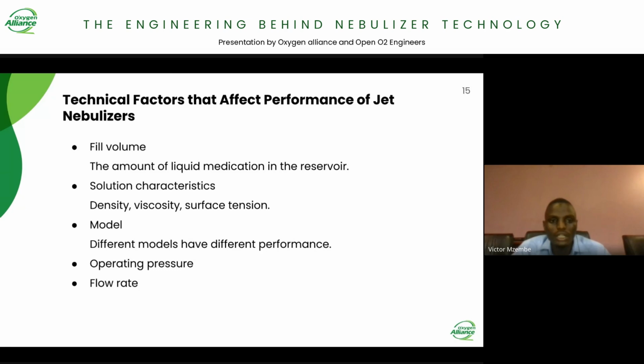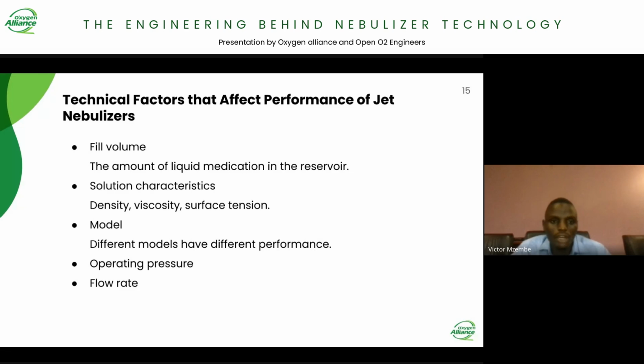The second factor is the solution characteristics. Here we're talking about the medication itself. Talk of the density of the medication, the viscosity, as well as the surface tension. Generally, a denser medication will reduce the nebulization rate, and a viscous medication will also reduce the nebulization rate. Similarly, for the surface tension, if the medication has greater surface tension forces, it will be hard to break down the medication into smaller droplets.